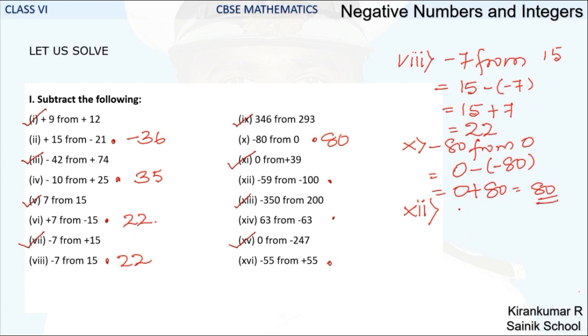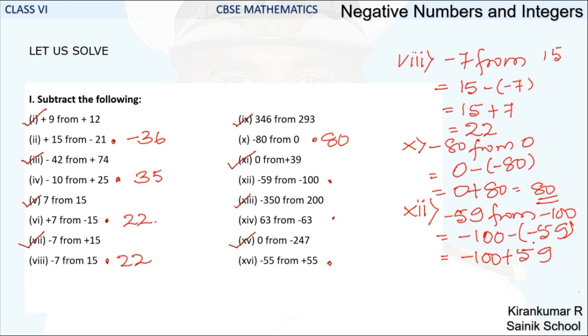12th one, minus 59 from negative 100. So negative 100 minus 59. This will be negative 100 plus 59. Because I am changing this subtraction question into an addition question by changing the sign of the next number. When unlike integers are there, we need to subtract and take the sign of the larger absolute value. So minus 41 is the answer for the 12th one.